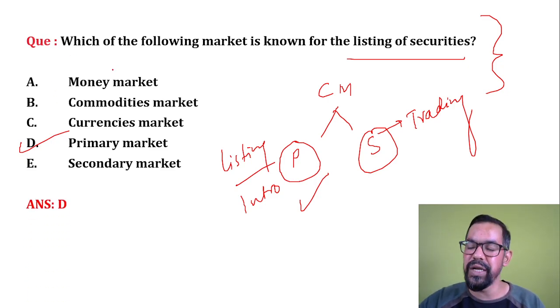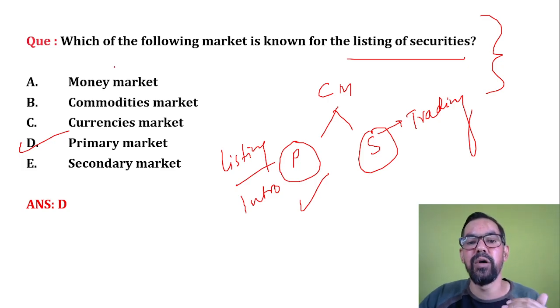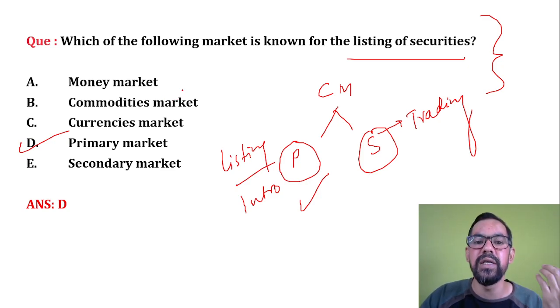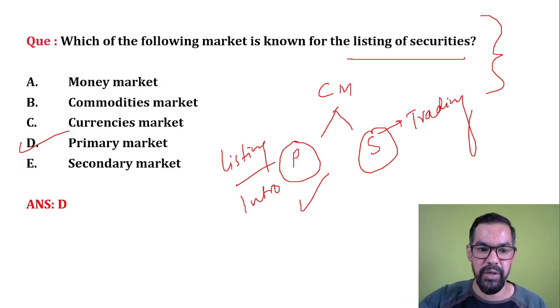Rest, if you talk about money market, it is the market where companies and government fulfill their short-term requirements. Commodities, where we generally deal in raw commodities like gold, silver, lead, zinc, crude oil, even some agriculture commodities as well, like guar gum, turmeric, coriander. So that is commodities market. Currencies, where we generally deal in currency pairs. Okay, so we generally have forex market.